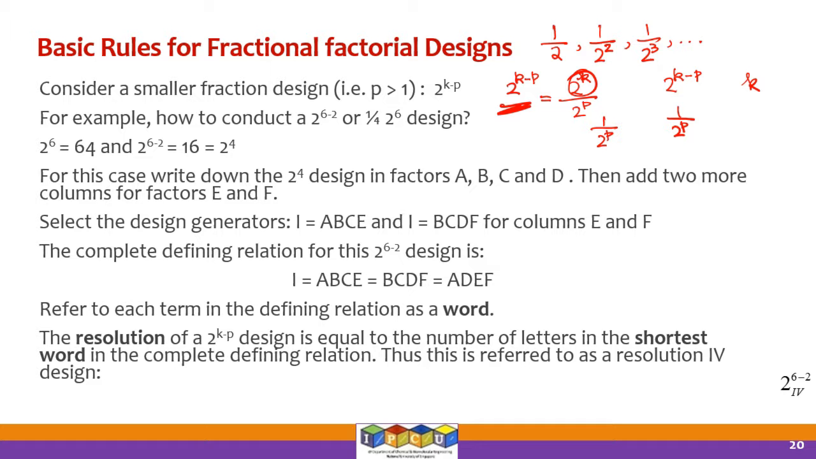So you could conceive of a design which is 2 to the power of 6 minus 2, right? Where k is equal to 6 and p is equal to 2. So that would be 1 by 2 to the power of 2 times 2 to the power of 6. It will be 1/4 of 2 to the power of 6, which is a quarter fractional factorial for a full 2 to the power of 6 design.